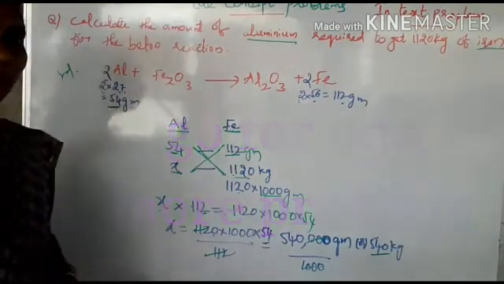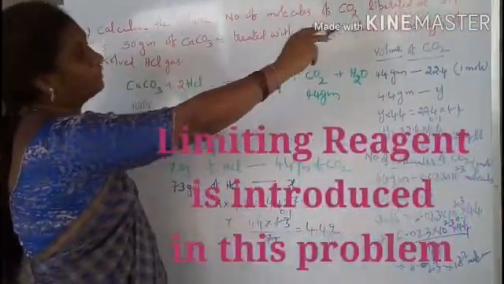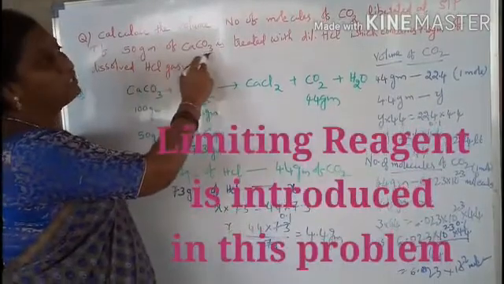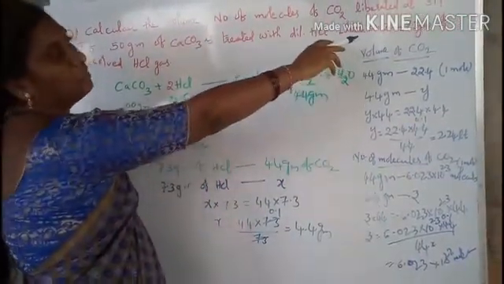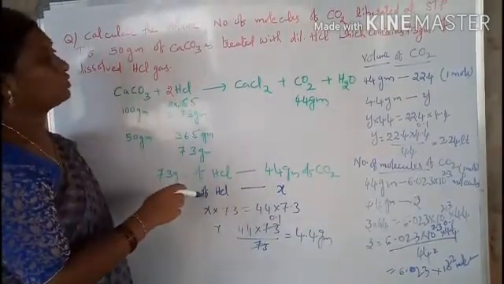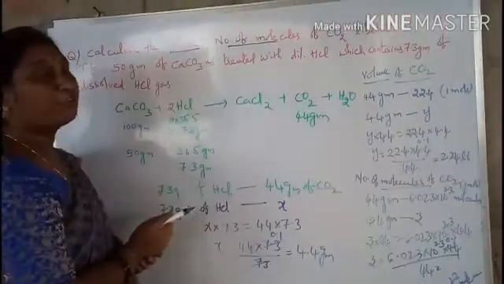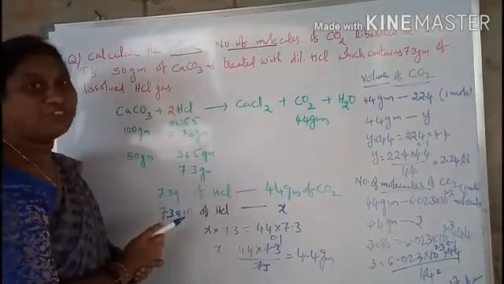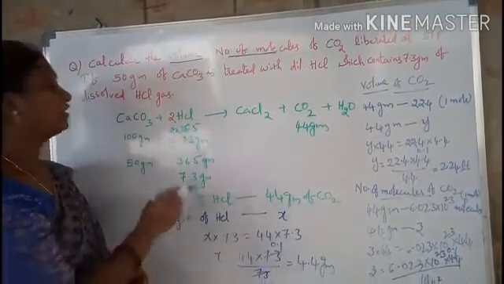So we will go for one more problem. Calculate the volume and number of molecules of CO2 liberated at STP when 50 grams of CaCO3 is treated with dilute HCl, and that dilute HCl contains 7.3 grams of dissolved hydrogen chloride gas. Well, this is the question here. He asked about the volume and number of molecules. So in order to find the volume and number of molecules, first we have to calculate the mass. So before calculating the mass, first you have to write the chemical equation.